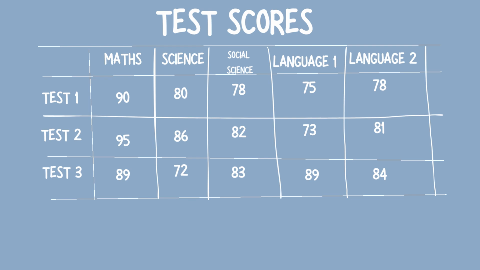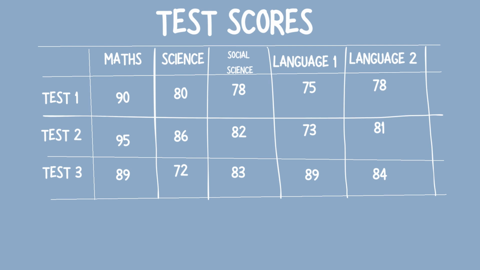Assume that a teacher is reporting a student's score in a tabulation form as shown here. There are 5 subjects: math, science, social science, language 1, language 2, and they have got 3 tests, test 1, test 2 and test 3. So the scores are tabulated in a specific fashion, where we have the subjects written in the first row and the tests written in the first column. So this is actually represented or exhibited in a tabulation form.